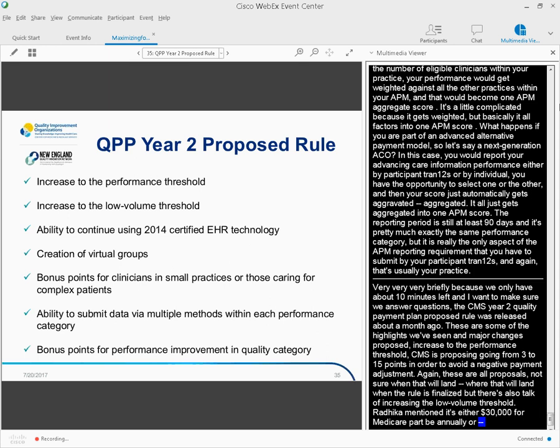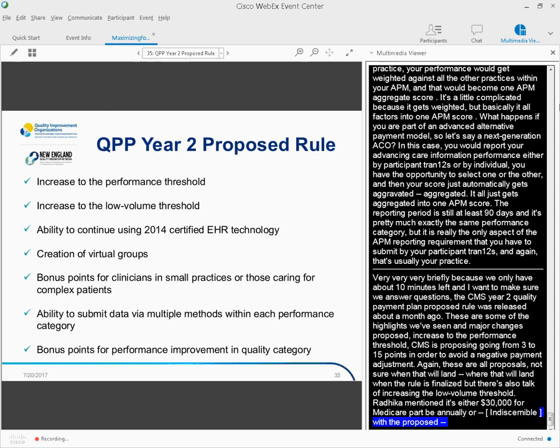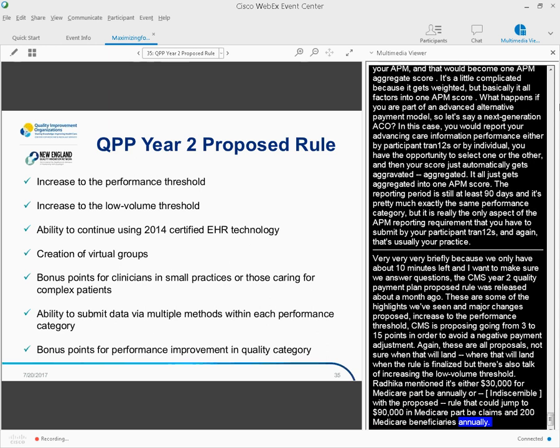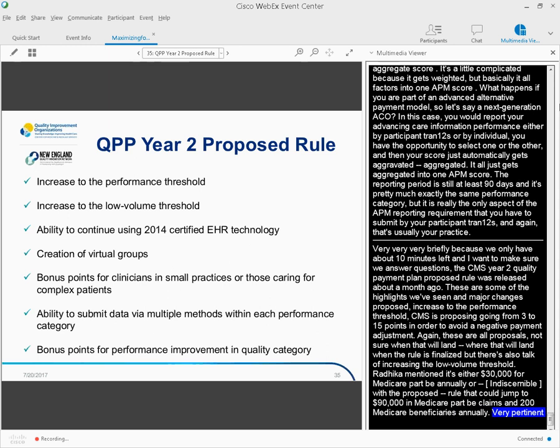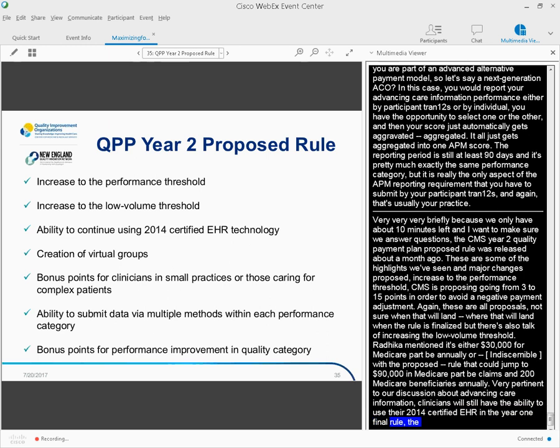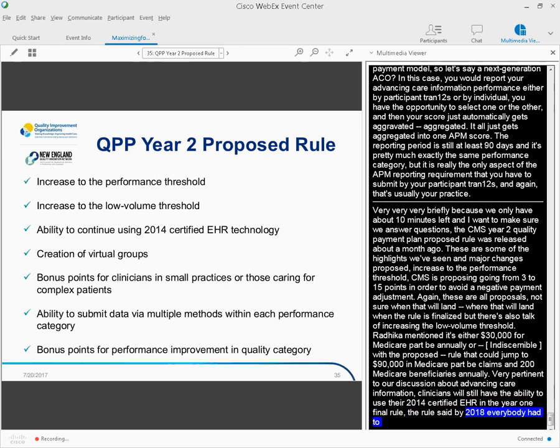Very pertinent to our discussion about advancing care information. Clinicians will still have the ability to use their 2014 certified EHR. In the year one final rule, the rule said that by 2018, everyone had to be on 2015 certified EHR. You're allowed now to stay on 2014. If you have transitioned and upgraded to 2015, you can get some bonus points.